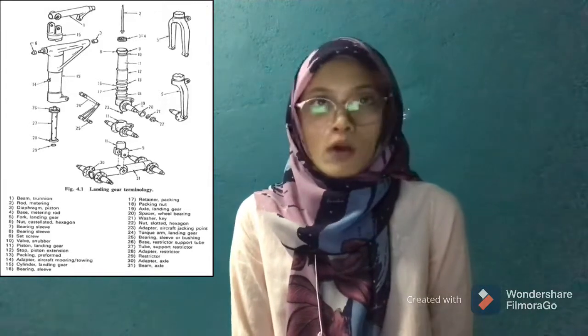Third, it tends to prevent aircraft ground looping, because the main wheel forces acting behind the C of G tend to keep the aircraft moving forward on a straight line rather than ground looping. Let's move to the next topic, which is landing gear main components.